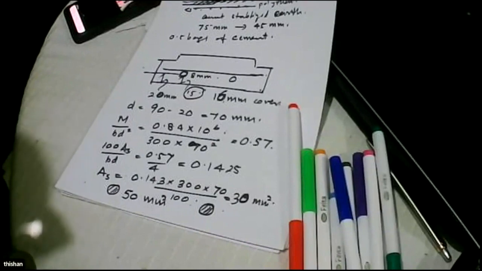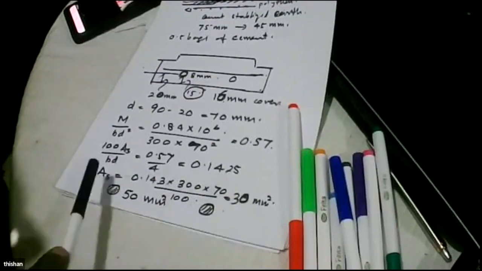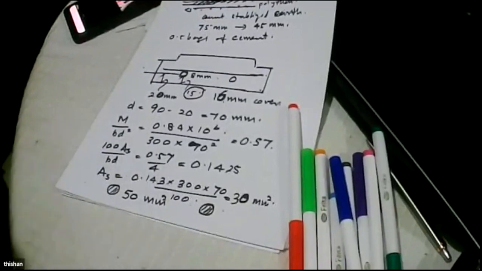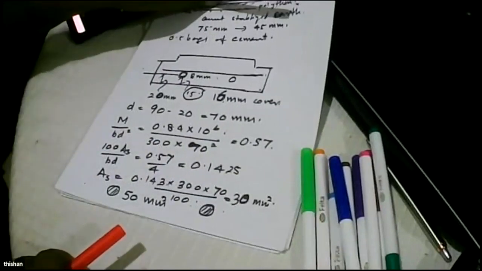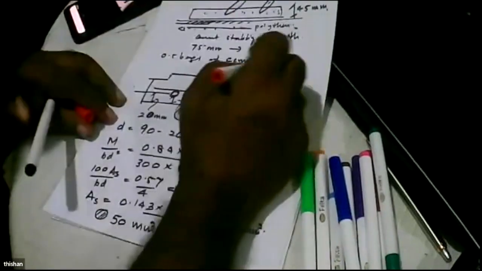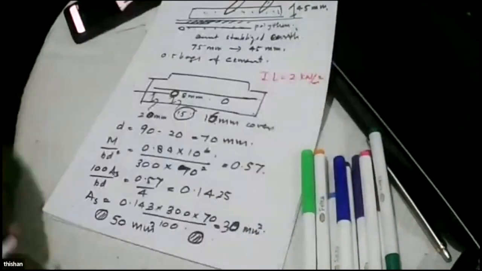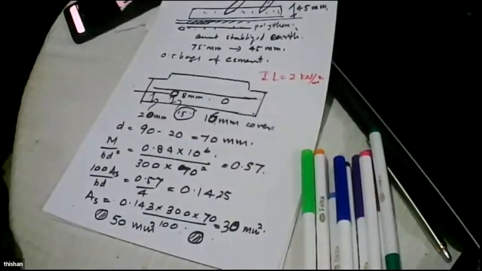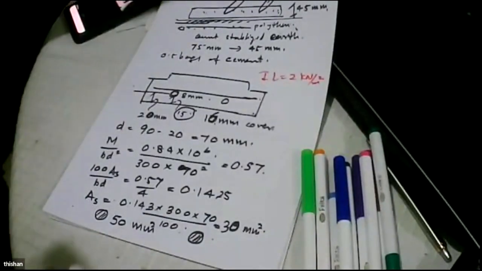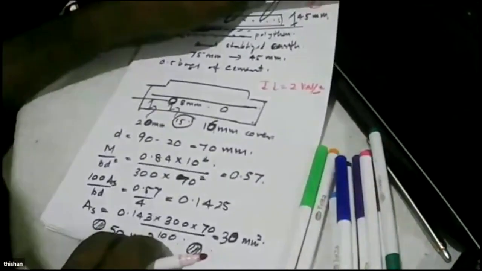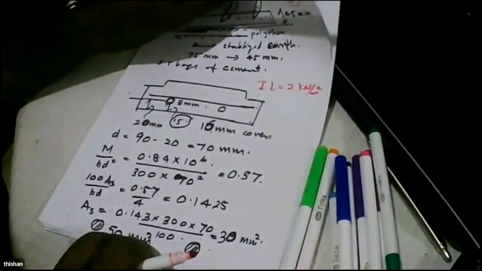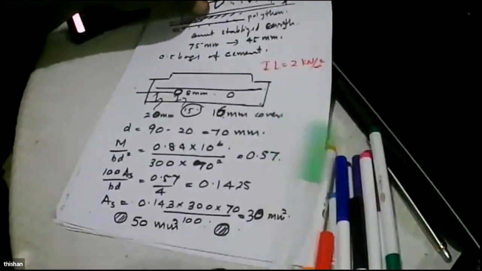So you can see, when you look at this number 30, we use 7, and our imposed load is 2 kilonewtons per meter squared. So let's see what happens if the imposed load is crowd loading, 5 kilonewtons per meter squared.